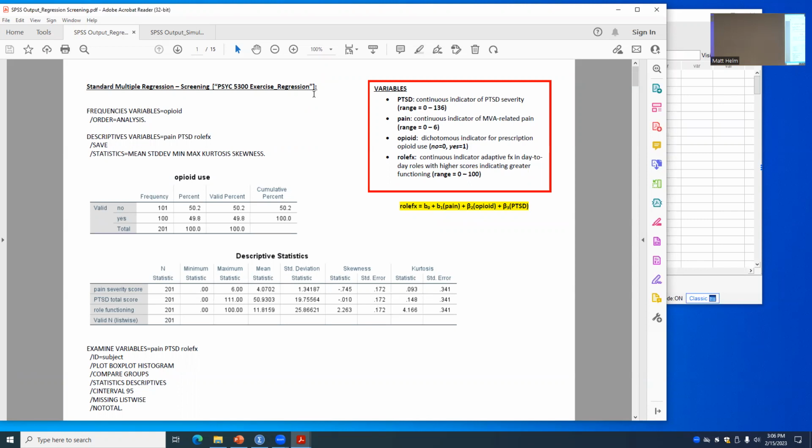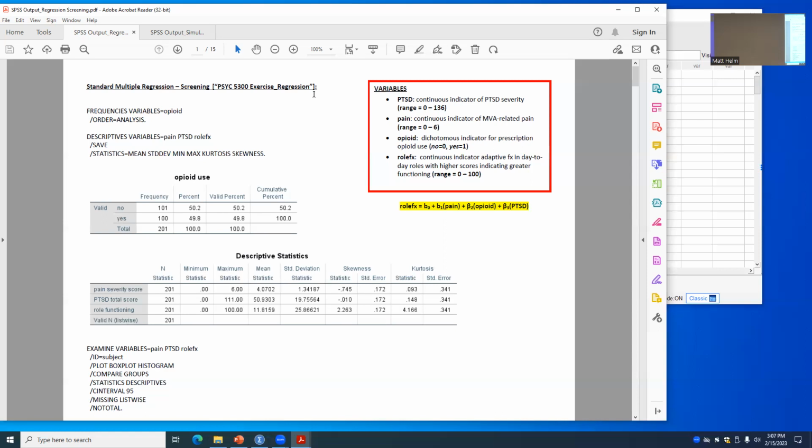So we've got PTSD as a continuous indicator, scores ranging from 0 to 136. Pain, a 0 to 6 scale that people have provided ratings on, level of accident-related pain. Opiate use, this is a dichotomous predictor, so 0 to 1, right? Because remember that in our multiple regressions, our predictors can either be continuous or dichotomous. If they're categorical, that's a no-no. But if they're dichotomous, coded 0, 1, that's fine.